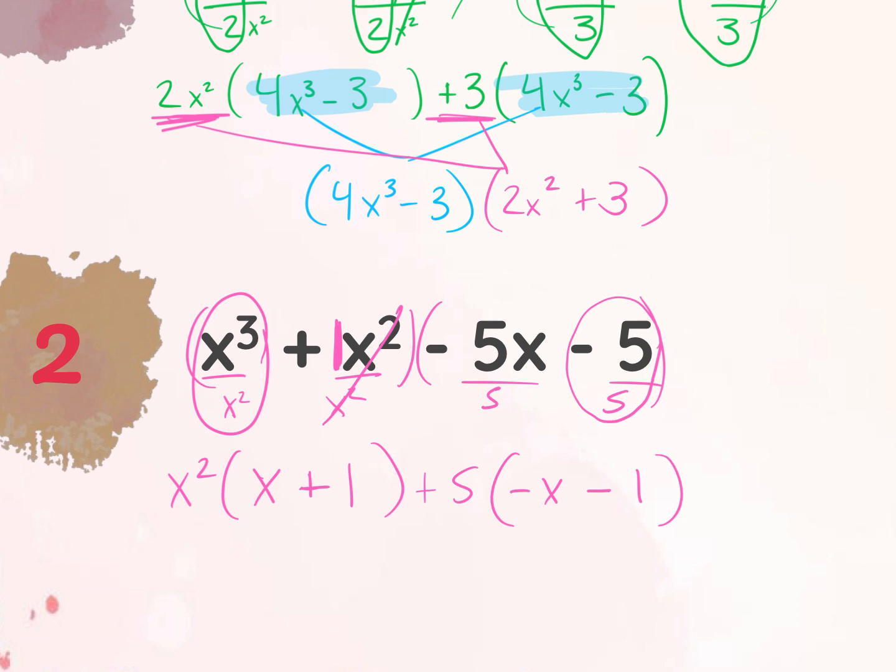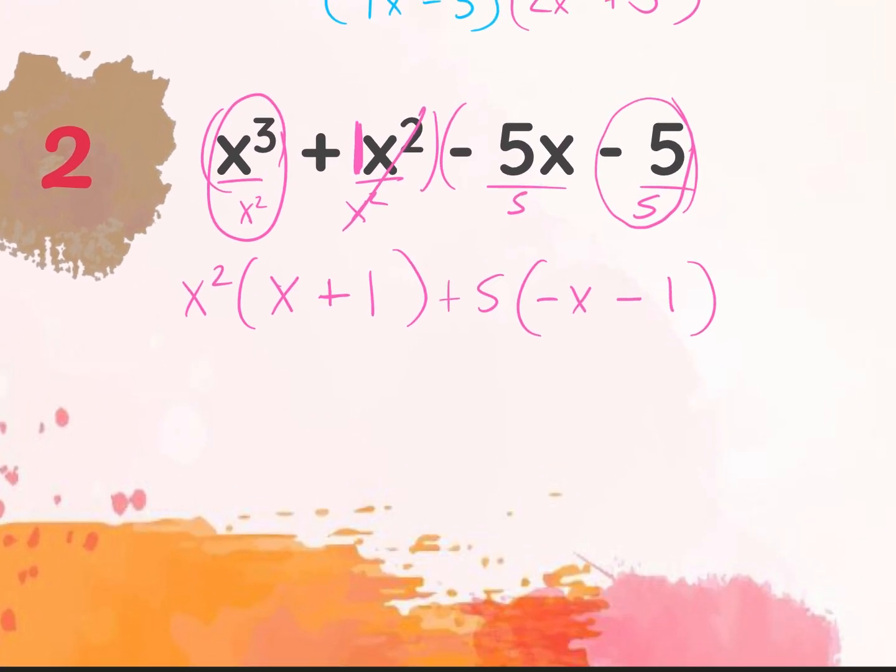Are my inside parentheses exactly the same here? No, they're not. I need them to be exactly the same in order to factor by grouping. Is there anything else I could have done differently? I could have taken out a negative 5 as my GCF because the numbers are the same, but the signs are different. So let's change our sign. Let's take out a negative 5. So I'm going to pull out a negative 5 as my GCF. So negative 5x divided by negative 5 would be positive x. And what's negative 5 divided by negative 5? Positive 1.